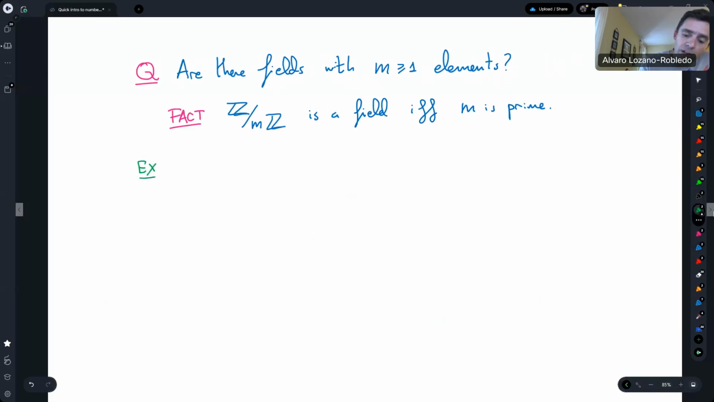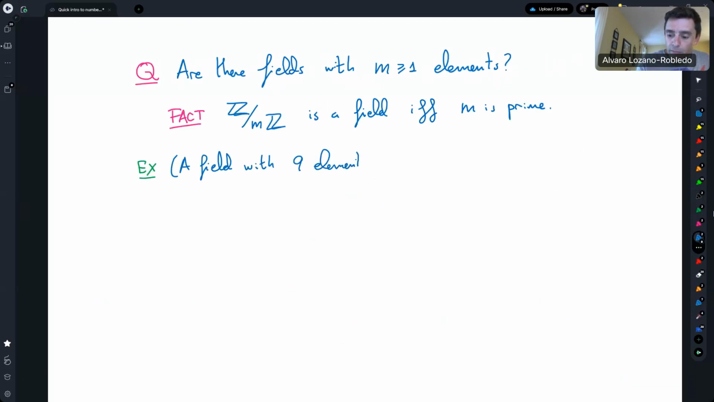So for example, I'm going to give you a couple of examples of how to build. Here's a field with 9 elements. How am I going to build that? By the way, a field with m elements would be Fm. So here, what I'm building is F9. So here's a model for F9.